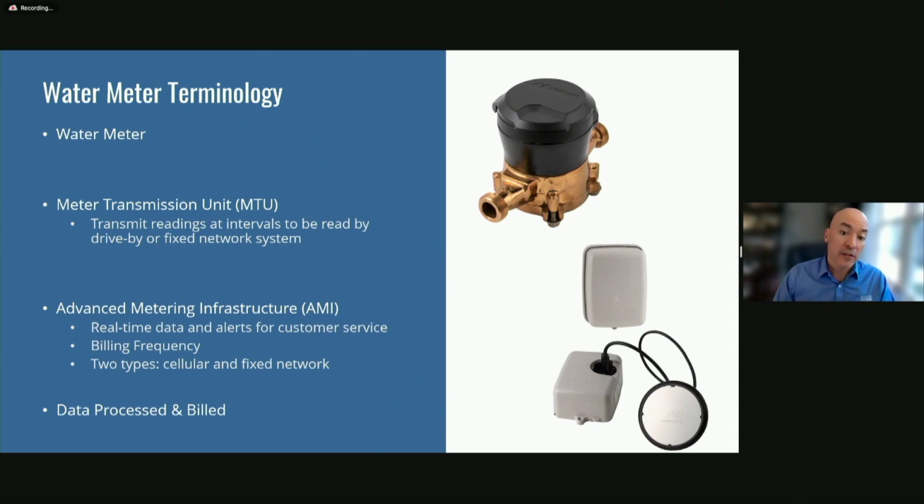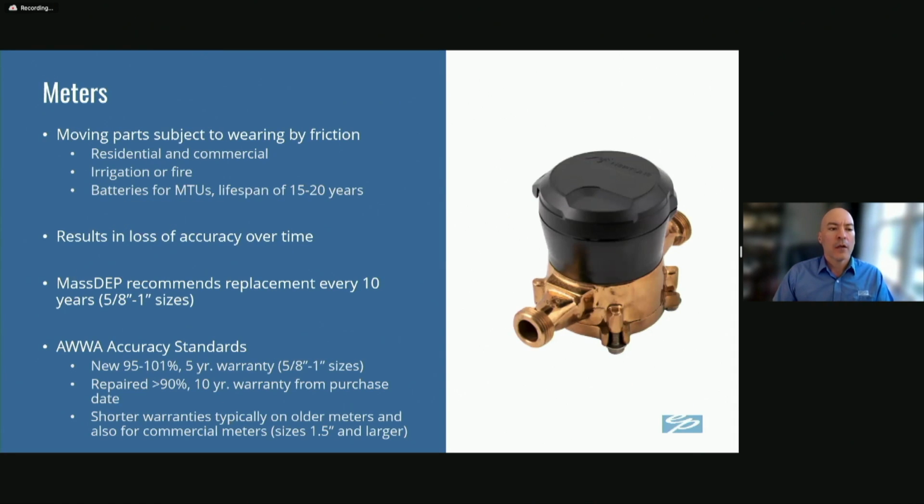Once that data is collected, it's then processed and billed to the customers, which then results in revenue for the water system. In a little more detail here, this meter shown is a Neptune meter. Essentially, it's a positive displacement meter, which is a type of way that the water can be measured.